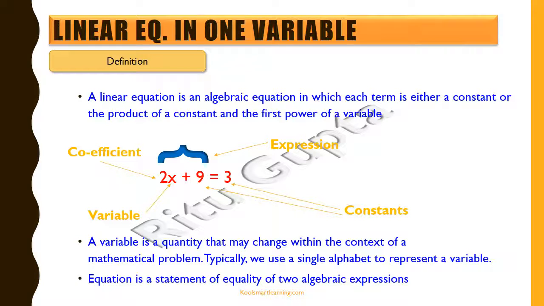An equation is a statement of equality of two algebraic expressions. So in this case, we say 2x plus 9 is the expression on the left hand side and 3 is an expression on the right hand side. And when two expressions on the left hand and right hand are separated by an equal to sign, that forms an equation.